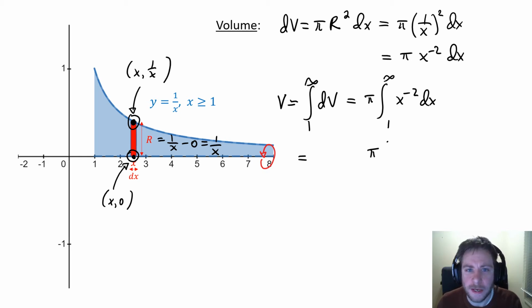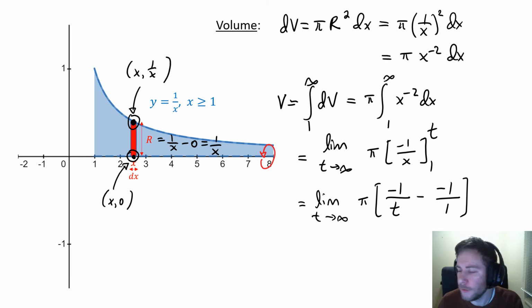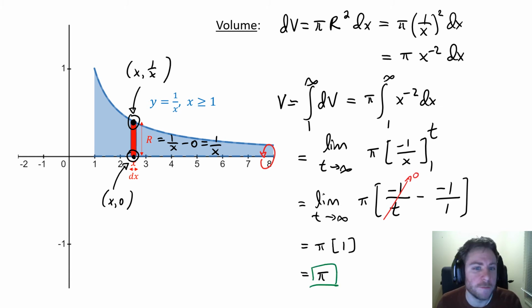So start by taking the antiderivative of x to the minus 2, which you can check is minus 1 over x. And while we can't directly evaluate this from 1 to infinity, we can evaluate it from 1 to t, and then let t approach infinity. Now we plug in each of our endpoints and then evaluate this limit. When t approaches infinity, we know 1 over t will get closer to 0, so this will simplify as pi times 1, or in other words, pi. In conclusion, we found that Gabriel's horn has exactly pi cubic units of volume.